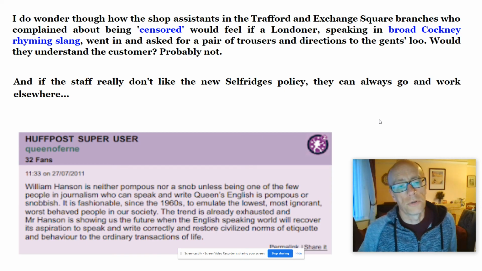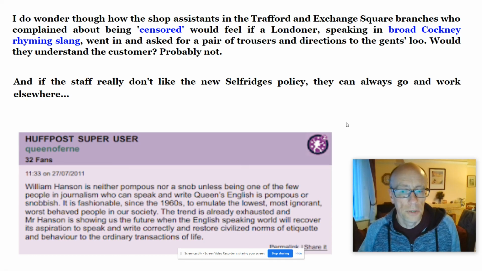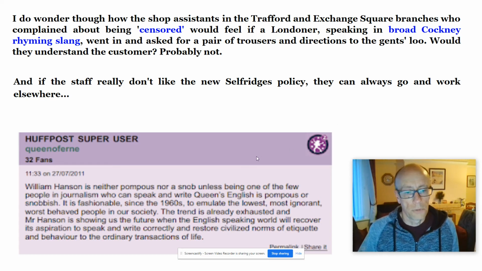So as I said before, this is a comment that's been left by somebody who's read the article, read some other people's comments, and is now hitting the keyboard. So William Hanson is neither pompous nor a snob. So straight away, we've got quite direct language that's being used, which, similar to the beginning of the previous article, shows that language is often a battleground for conflict.